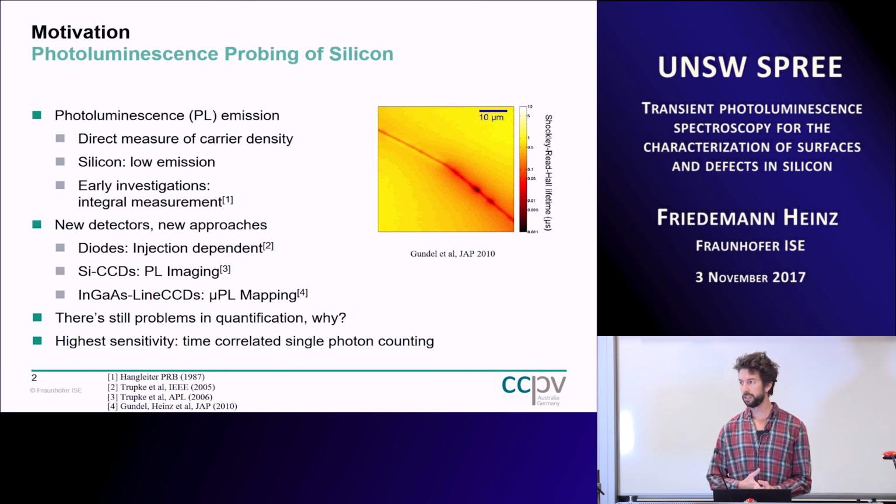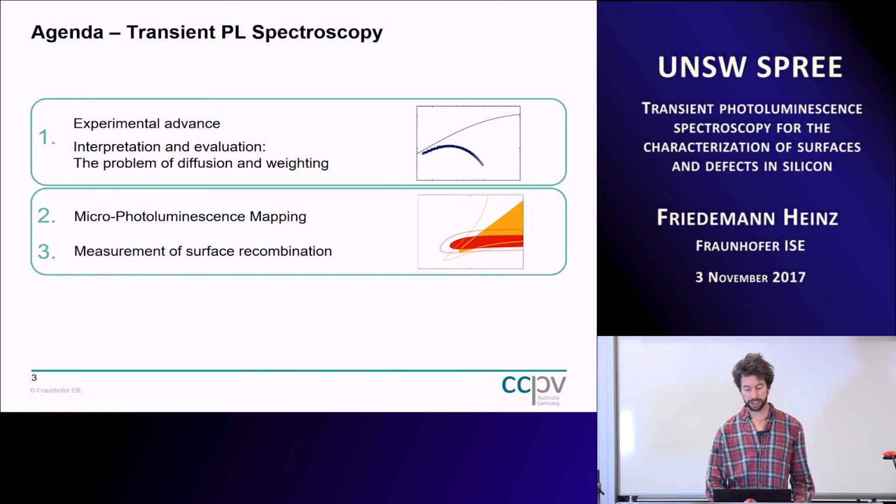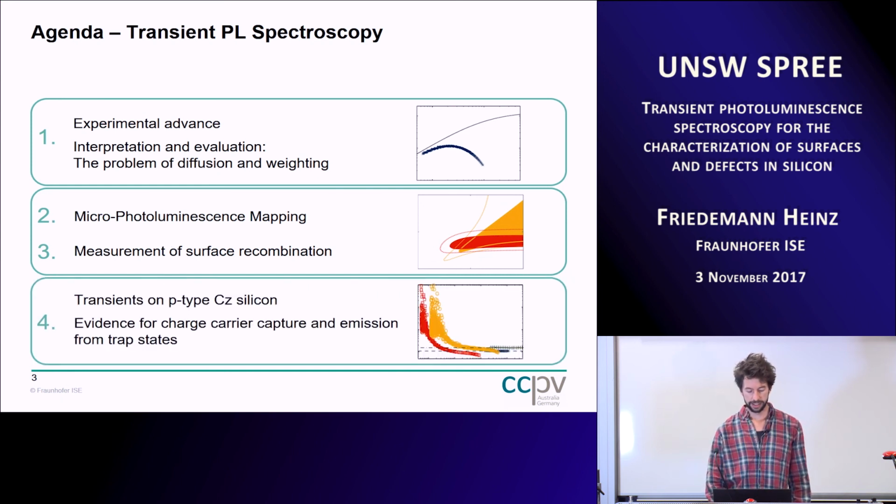And then I will go a bit further than my thesis and show what we can do with this highly sensitive method. So in the first part, I will briefly show the experimental setup. Well, the experiment itself is quite simple, but the more cumbersome or harder part is the interpretation and the evaluation of the data which can be obtained. In the second part, I show two applications, how we can use this experimental setup and interpretation to do microphotoluminescence mapping in a quantitative way, and also to separate surface and bulk recombination. And then in a fourth part, I'll show some new results on trapping.